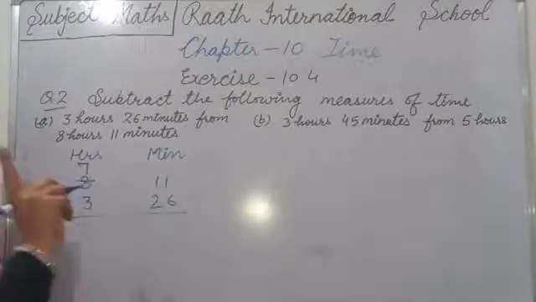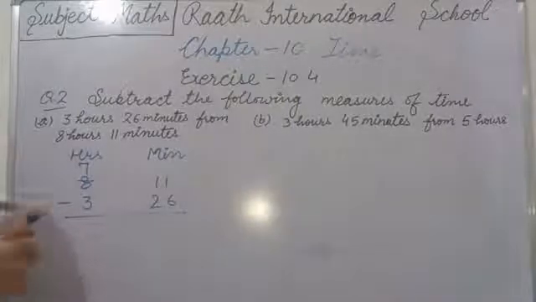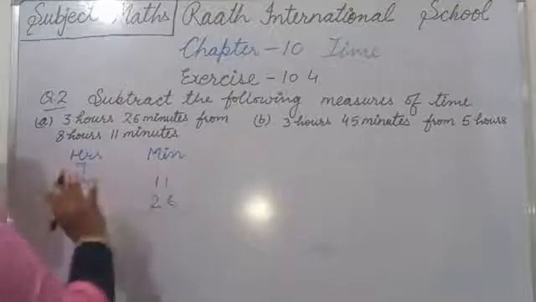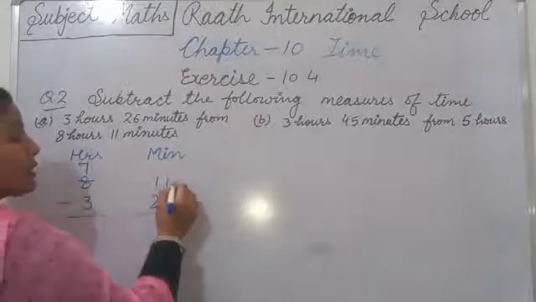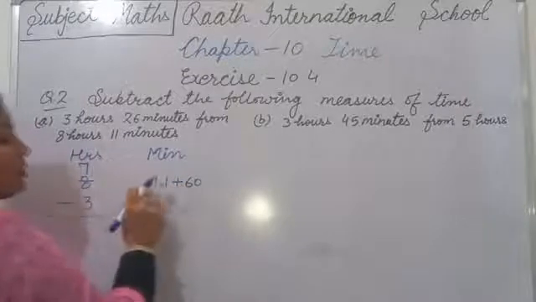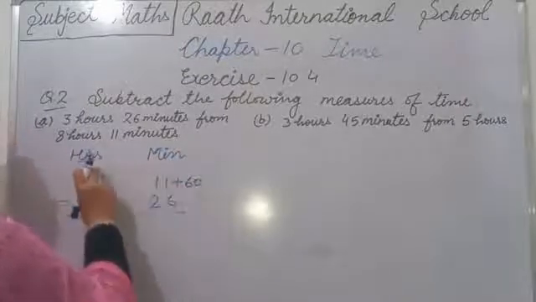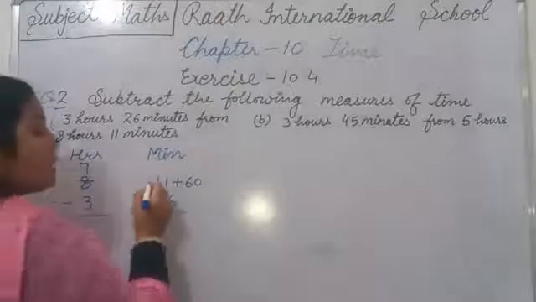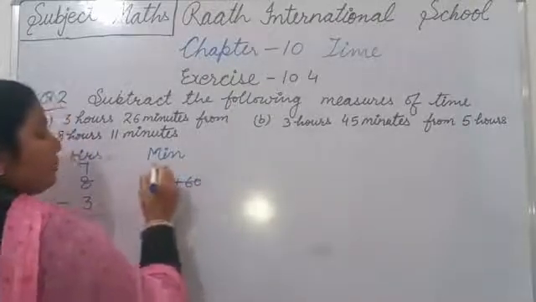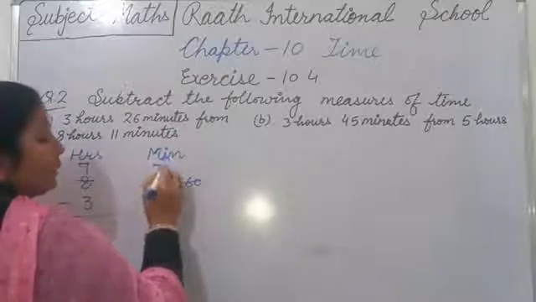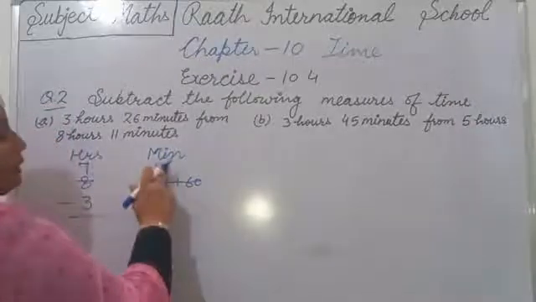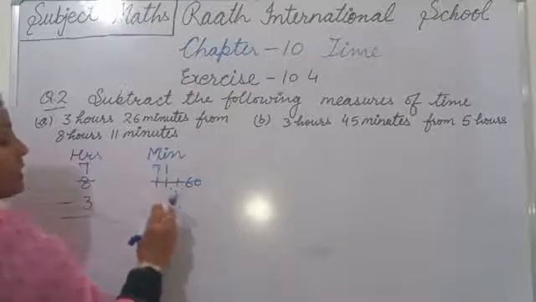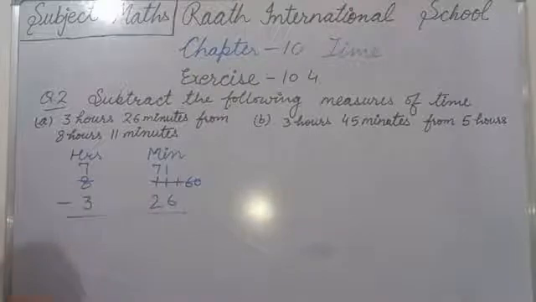And as we know that in 1 hour we have 60 minutes, so there will come 60, and 11 minutes is already here. So that 11 will be added to 60. Now 11 plus 60, because we take 1 hour into the minutes, that becomes 71. So we cut this completely and write here 71. Now we can subtract easily. From 71 we can subtract 26.